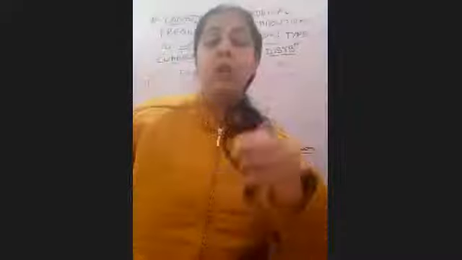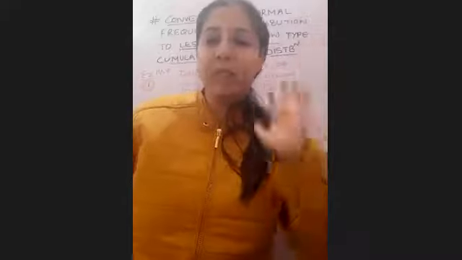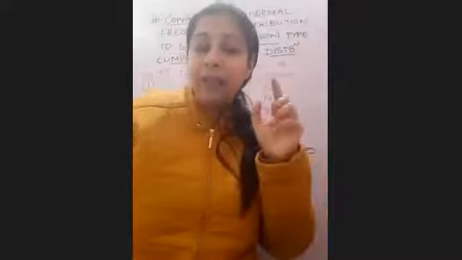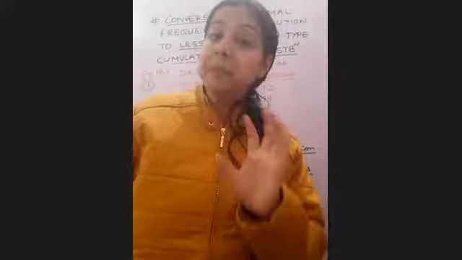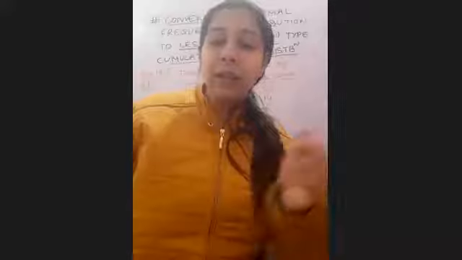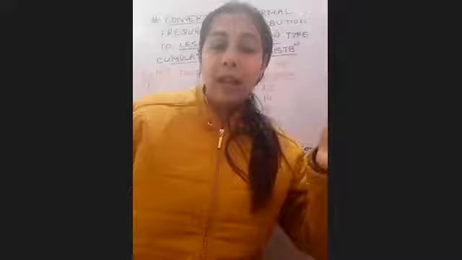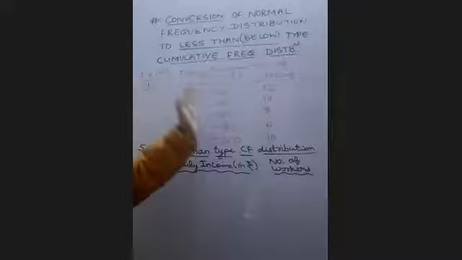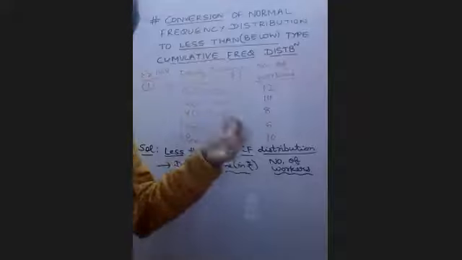If you are scoring something between 100 to 120, you may be eligible for the next round. That means your target is minimum what score you have to achieve? Minimum 100. 100 is nothing but the more than, and 120, which is the upper limit of the interval, is less than. Are you with me, children?